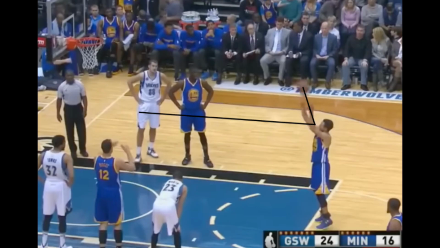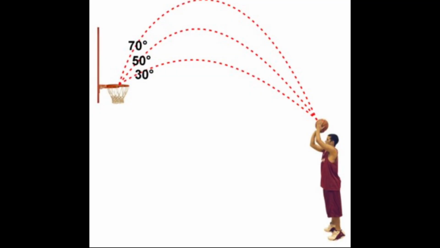In comparison, Steph releases the ball at approximately 69 degrees, creating a higher arc and a steeper entry angle. This increases the margin for error, allowing the shot to remain successful, even with slight inaccuracies in force or direction.